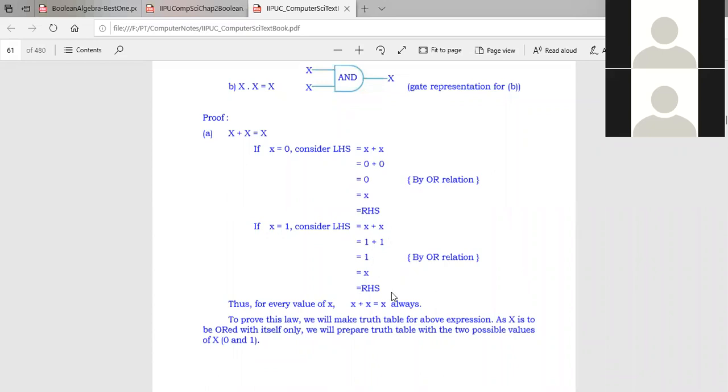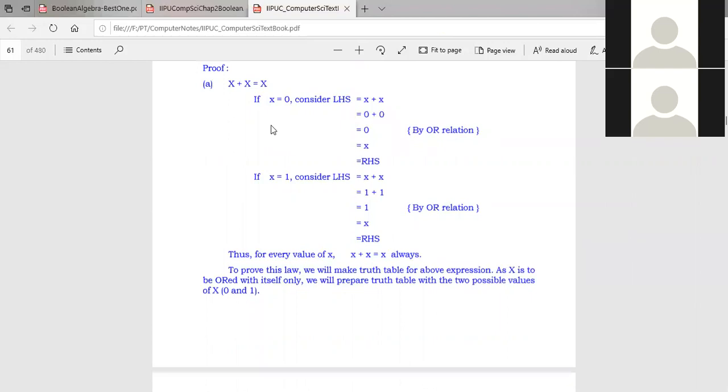which is equal to RHS. If you write this just by substituting the required values, what we observe is LHS is equal to RHS in both the cases. That means x plus x is equal to x always. Whether x is 0 or 1, x plus x is equal to x. So if I ask you, what is a plus a? It is also a only.